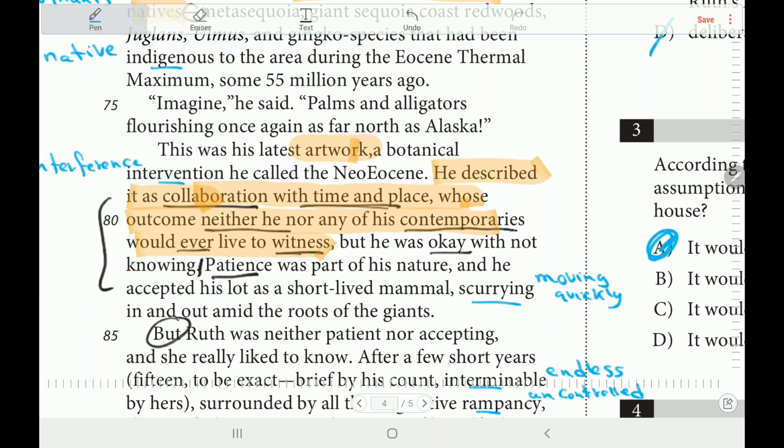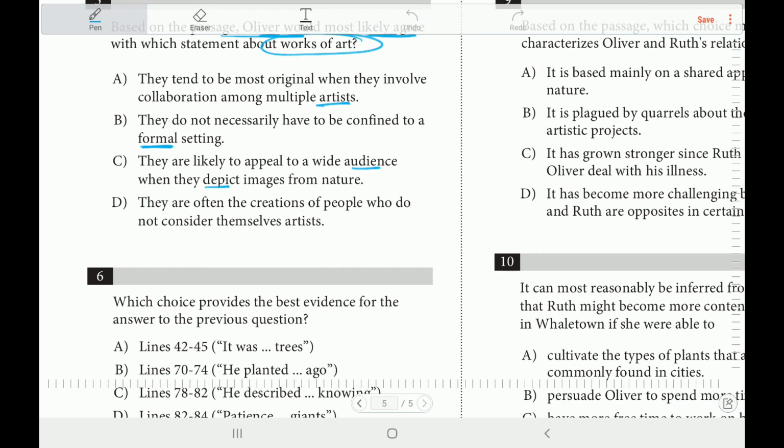So he's just saying that, well, he's planting some trees, but actually he's not working with usual people. You know, when you collaborate with people, this is a usual setting, right? When I work with my friends. But can you work with time? He said, I work with time and place. Is that formal? Is that usual? The answer is no.